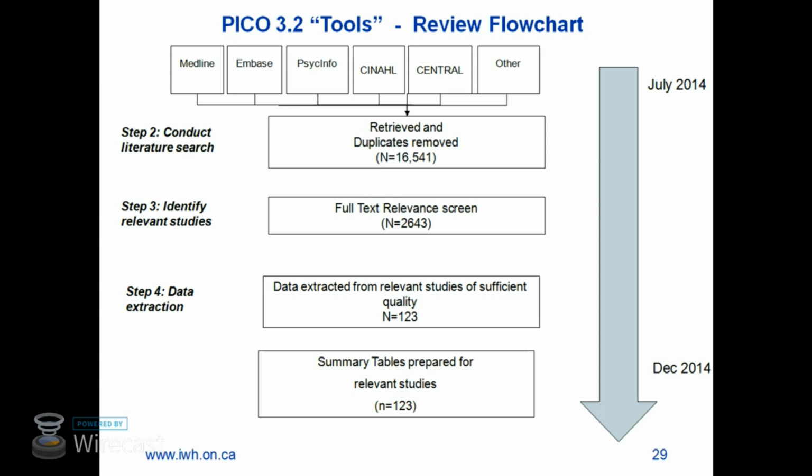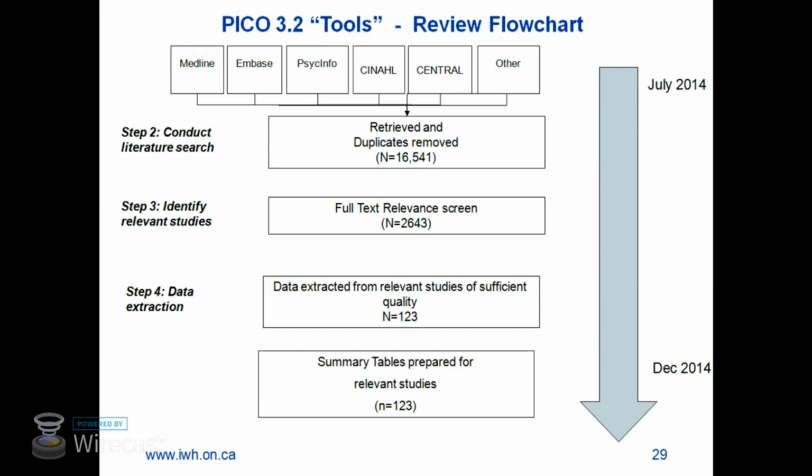If you think that's a lot, it is. And then we screened 2,643 full-text articles and extracted data from 123, and then prepared summary tables for 123 tools. We grouped them by disease, and then made sure that we flagged each tool as to whether or not it would be easily applicable to low and middle income countries.